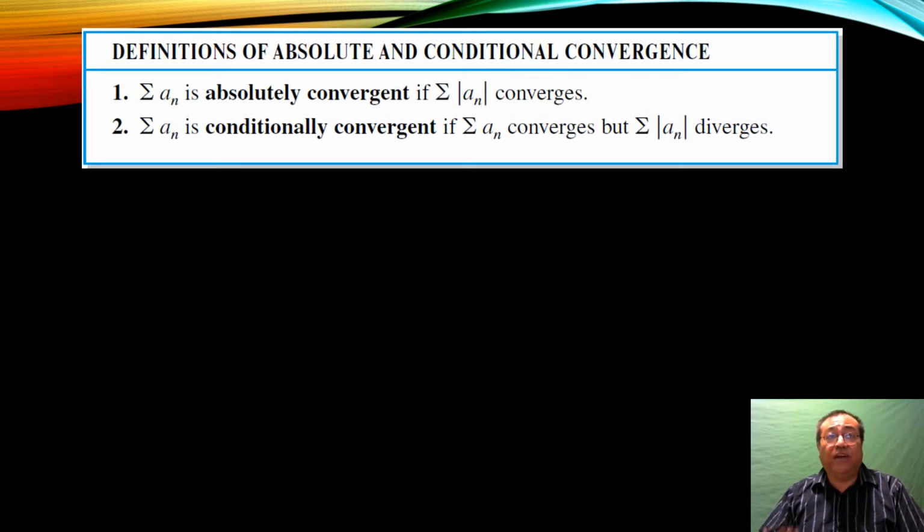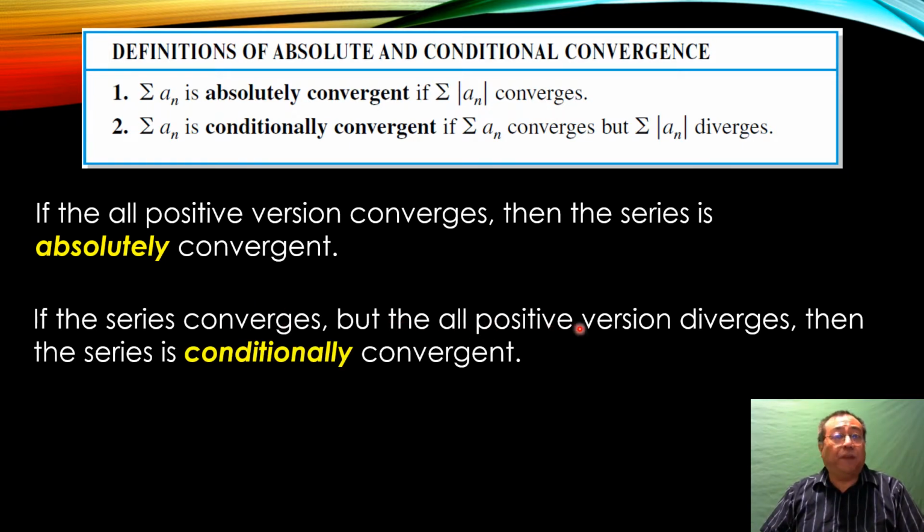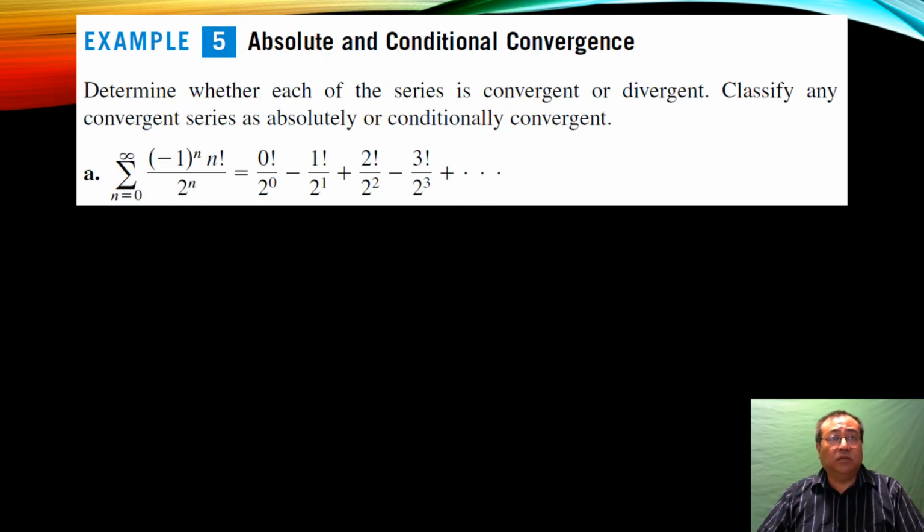So, the definition of absolute and conditional convergence. If the all positive version converges, then the series absolutely converges. In other words, if we take the absolute value version and it converges, then the series absolutely converges. If the series converges but the all positive version diverges, in other words, you have one where the signs change, and we take the all positive version but it diverges, then the series is conditionally convergent.